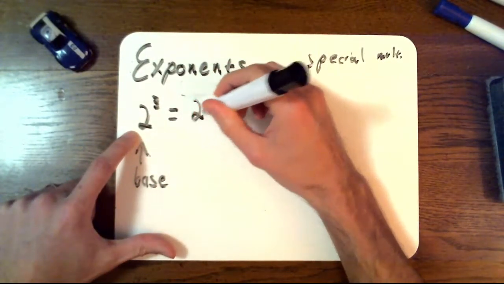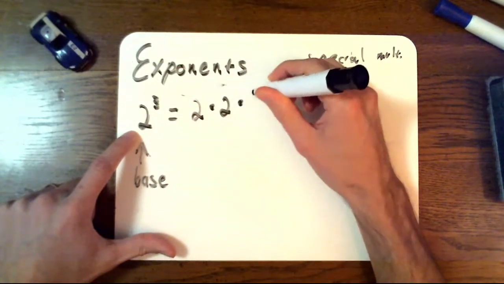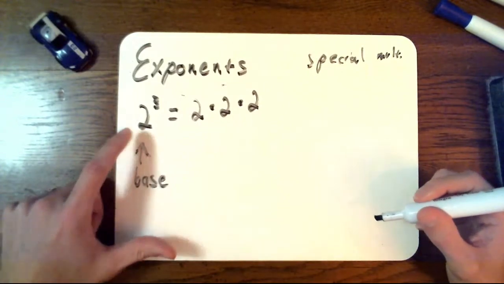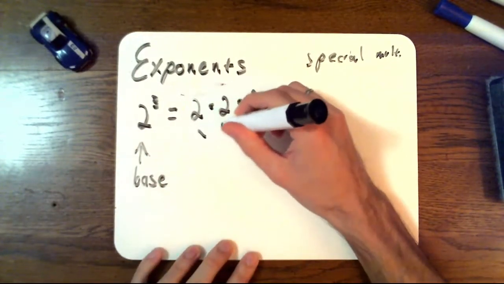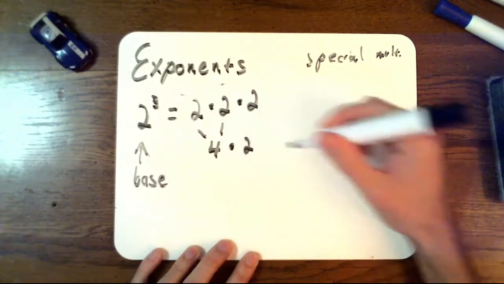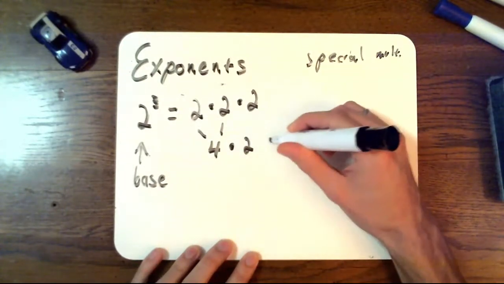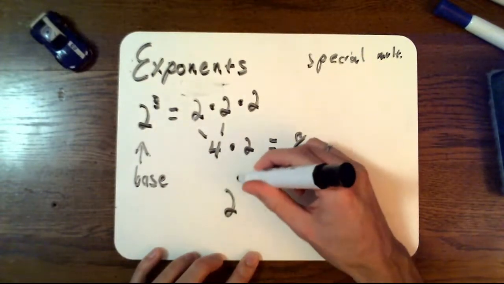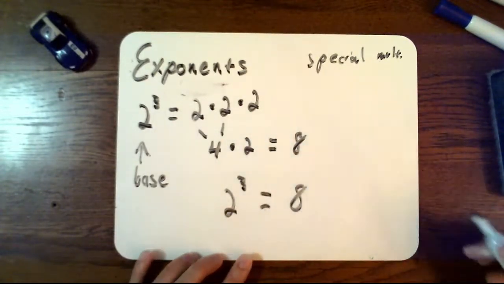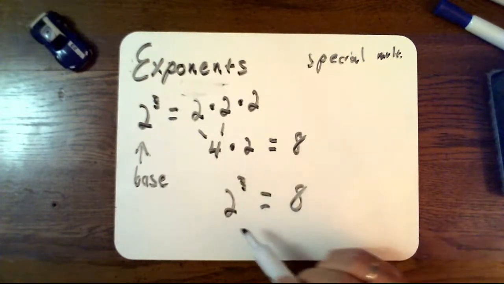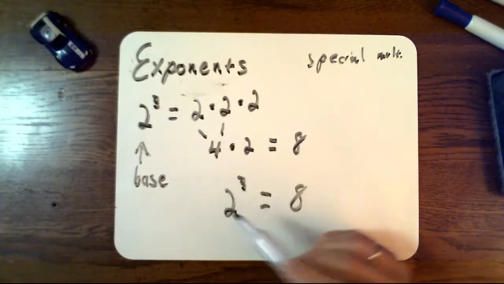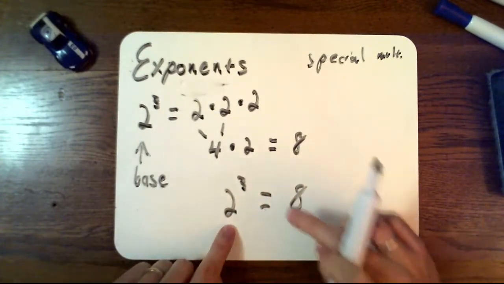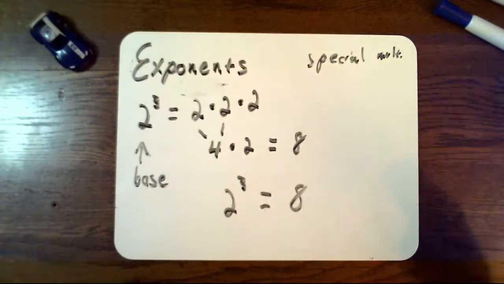What does that look like? 2 times 2 times 2. And now you can work it out. You can go 2 times 2 is 4 times 2. What is 4 times 2? That's 8. So it is safe to say 2 to the third is 8. 2 to the 3 power, 2 to the third, any way you want to say it, as long as you take into account both numbers, and you know that this is the base and this is the exponent.